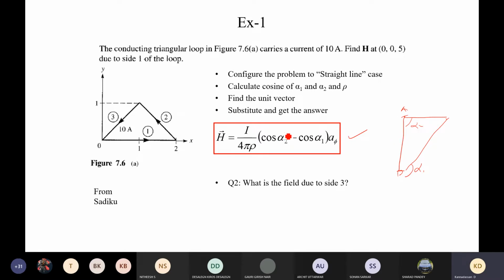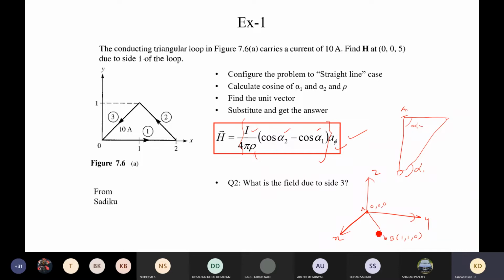Here the interesting thing is that alpha 1 and alpha 2 can very easily be calculated. Therefore, cos alpha 2 and cos alpha 1 can be easily calculated. Rho will most probably be given to you. So this magnitude part is very easy. But how to calculate this phi? The easiest answer is we can draw 3 axes, x, y, z, and the line is traveling in this direction. Let's say this is point A, this is point B, and this is 1, 1, 0, and this is 0, 0, 0.